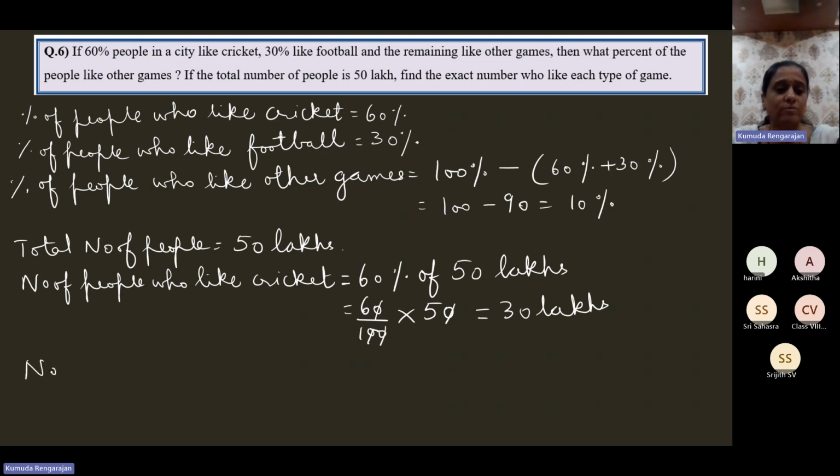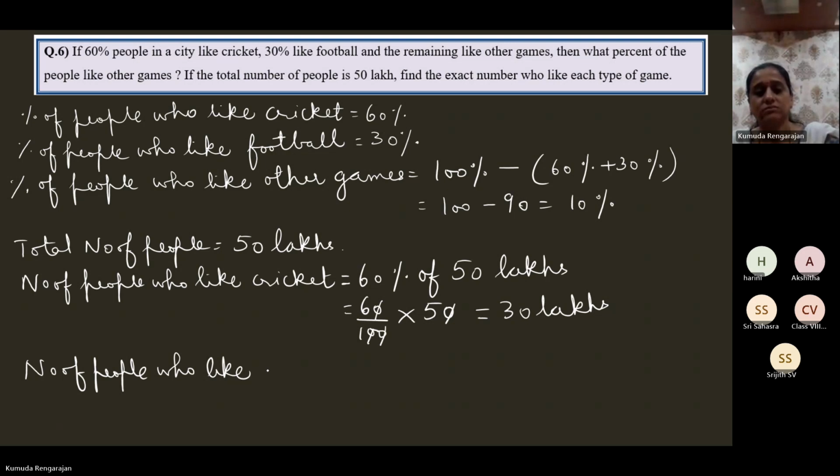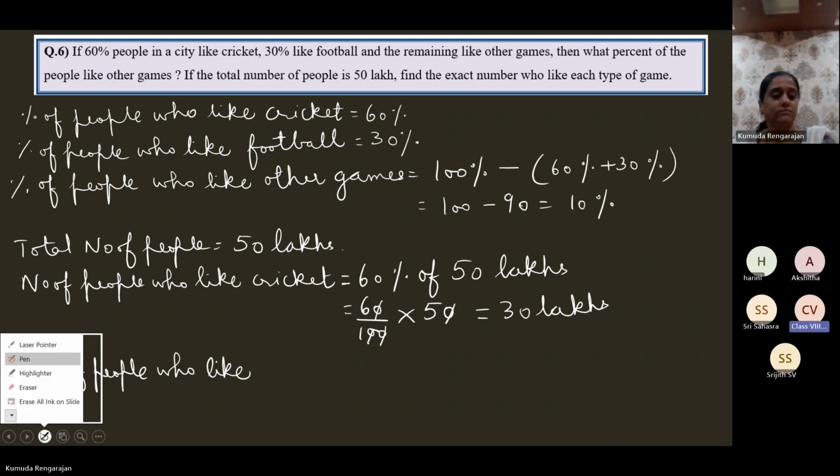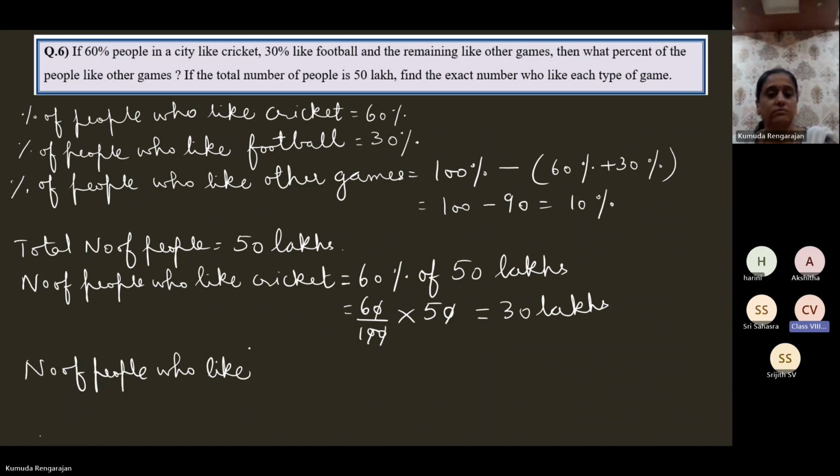Tell me the next one. Number of people who like what? Who like? Ma'am, number of people who like football is equal to 30% of 50 lakhs, which is equal to 30 by 100 into 50, which is equal to 15 lakhs.